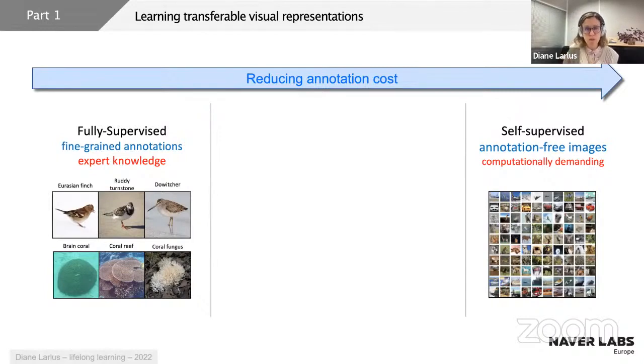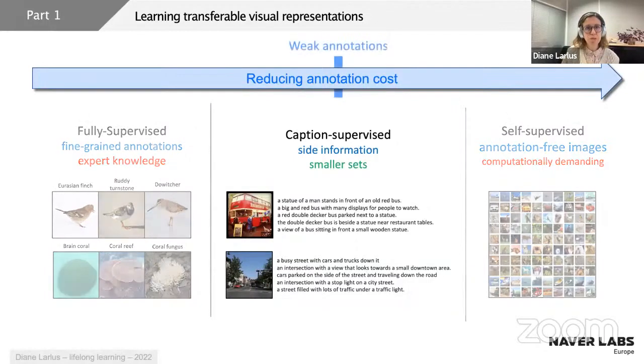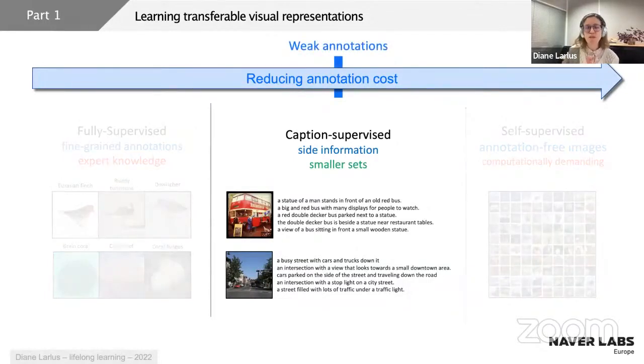So in the work that I'm going to describe now, we were looking for alternative approaches which would use captions as a source of supervision, but which would require fewer images. So now we're looking at a way to train visual representations from scratch using a medium-sized set of captioned images. And producing such captions does not require any expert knowledge. And sometimes captions can be collected automatically. So this is really something that I'm going to call weak annotations.